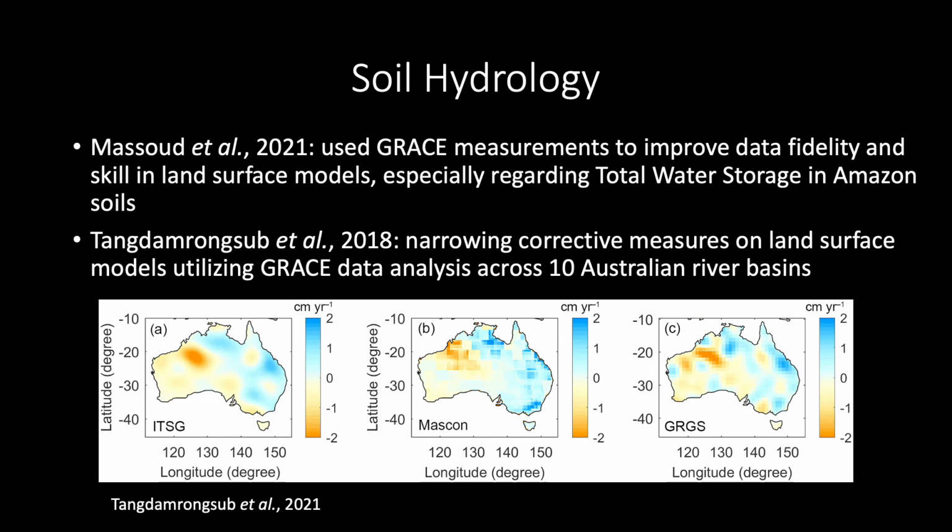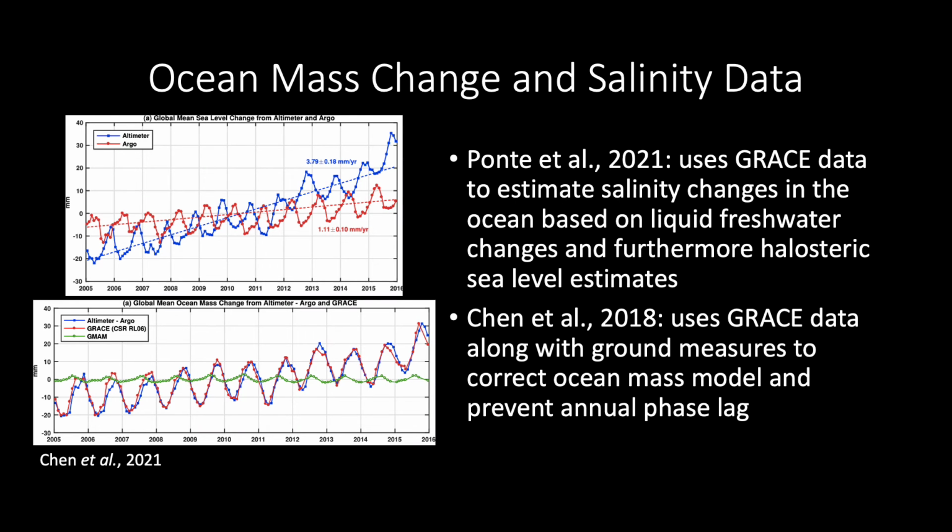There's the ITSG, the GRGS, which is integrated, and then the MASCON, which is primarily the GRACE model by itself. And then by incorporating these other things, you actually get a highly accurate increase in water storage in centimeters per year along the East Coast and a decrease on the West Coast in Australia. Using GRACE to improve these models can really only help us better understand water cycles as a whole, which is what we want.